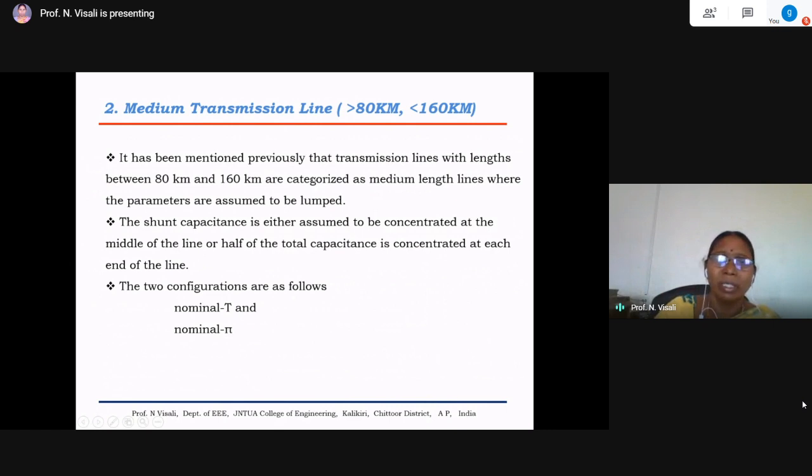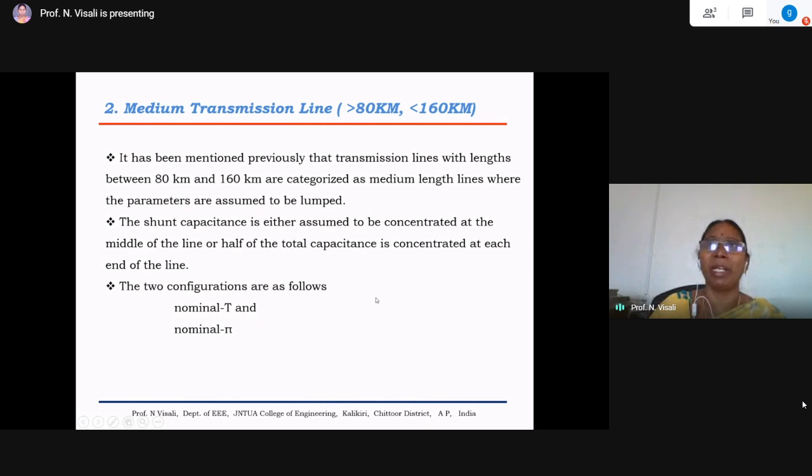When you are going to consider these 2 different types, the names given are: one in the middle of the line, which looks like a T connection, so it is considered as a nominal T, and at the ends, where half of the capacitance is connected, it looks like a pi connection.